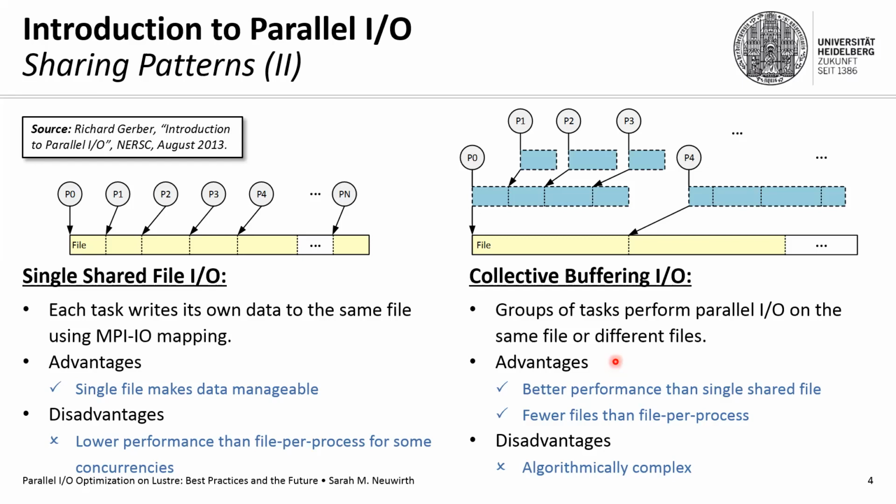The collective buffering I/O pattern, on the other hand, improves the performance of shared file access by offloading some of the coordination work from the file system to the application. Subsets of processes are grouped in so-called aggregators, performing parallel I/O to shared files. This increases the number of shared files while improving the file system utilization. Also, it decreases the number of processes which access a shared file and therefore mitigates the file system contention. However, it can be algorithmically very complex to implement this pattern.